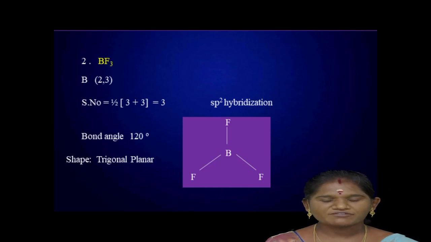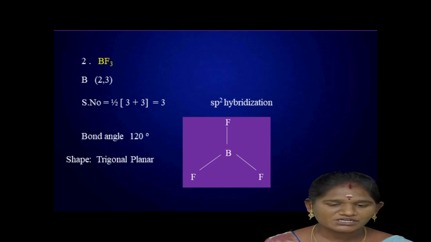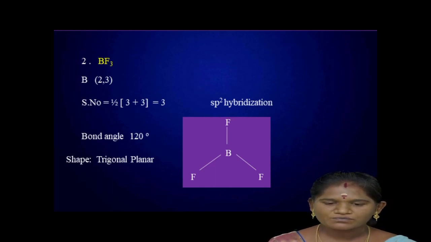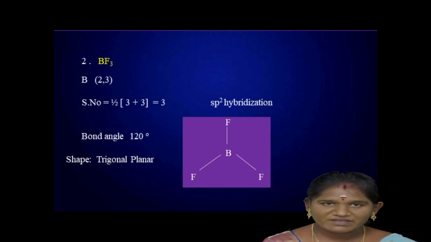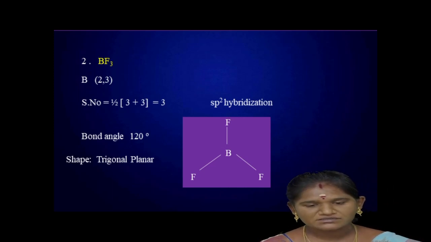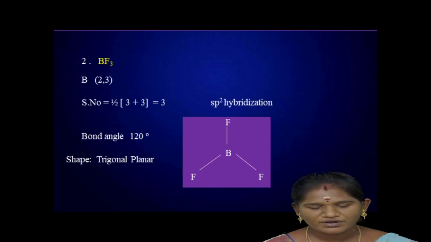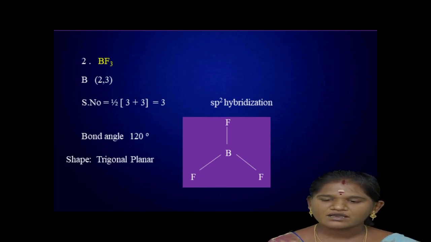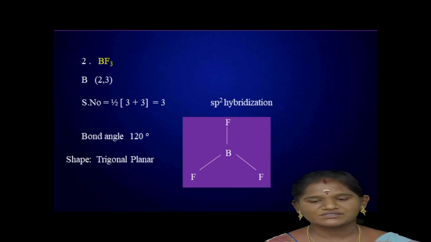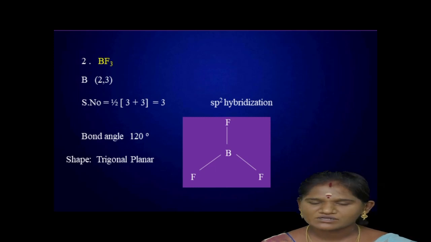Boron trifluoride, BF3. The electronic configuration of boron is 2, 3. The steric number is equal to half into valence electrons of the central atom, which is 3, plus the number of atoms attached by sigma bonds, also 3. So the steric number is equal to 3. If the steric number increases by 1, the hybridization also increases. So there is sp2 hybridization: one s and two p, so the total is 3. So the steric number is also 3.